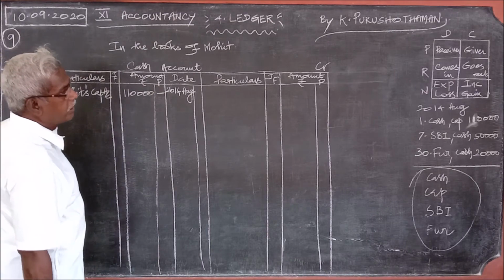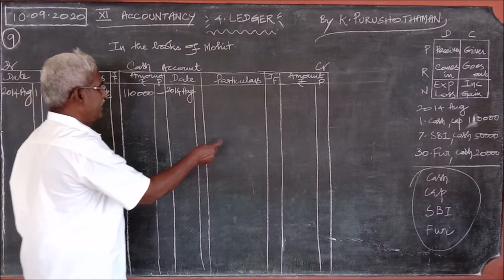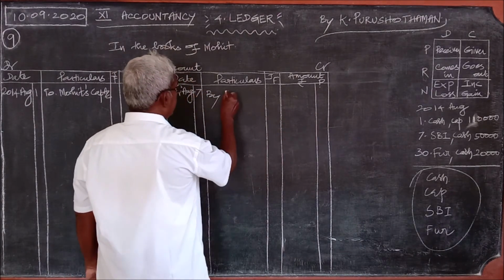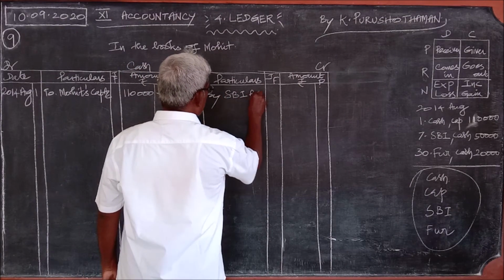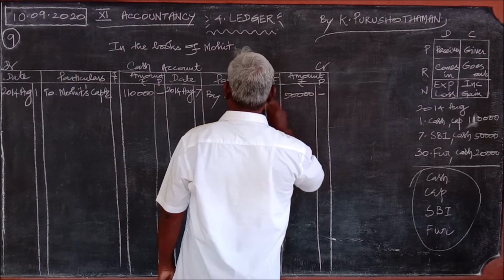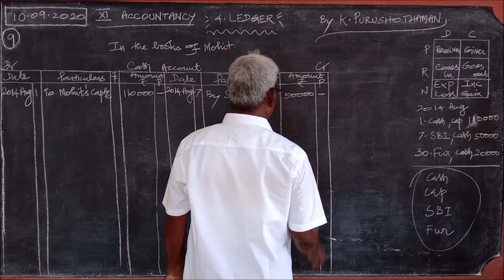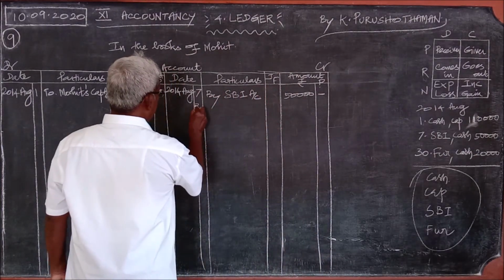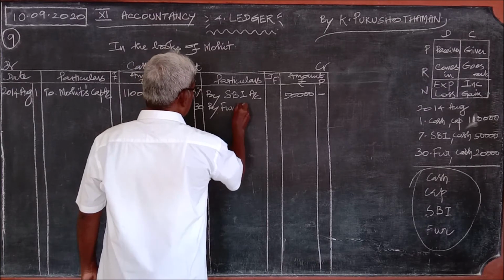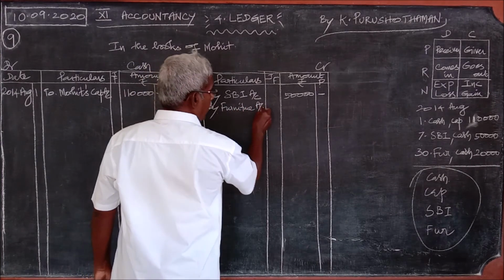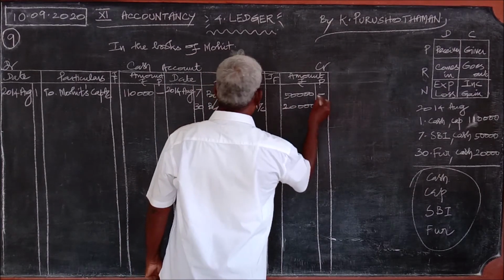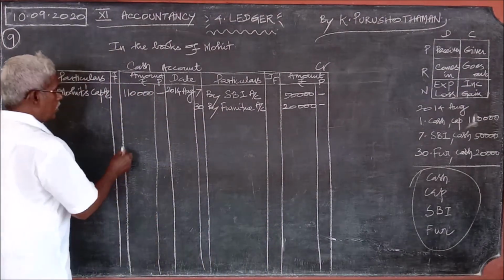Then the second one, the cash appears on the credit side, that is on 7th, by what is coming along with that cash, SBI, by SBI account. The amount is 50,000. Then in the third one also, cash appears on the credit side, that is on 30th, by what is coming along with cash, furniture, by furniture account. The amount is 20,000. Now we can close this ledger.